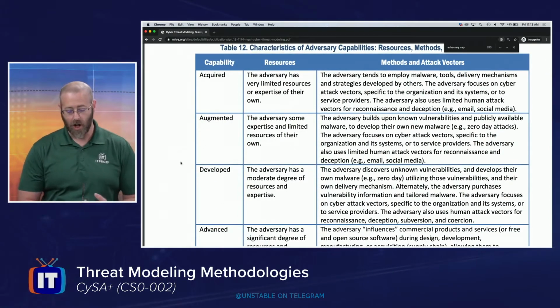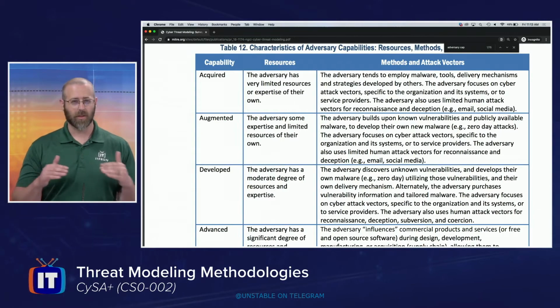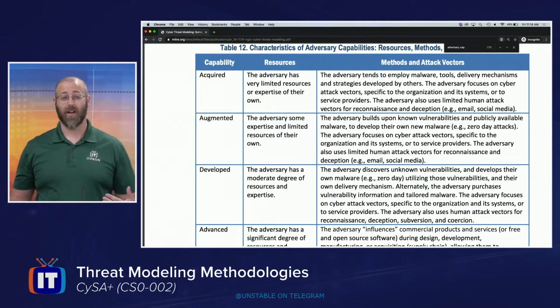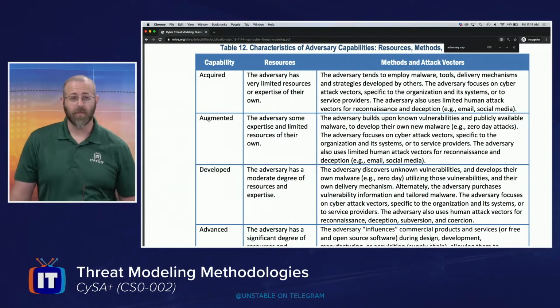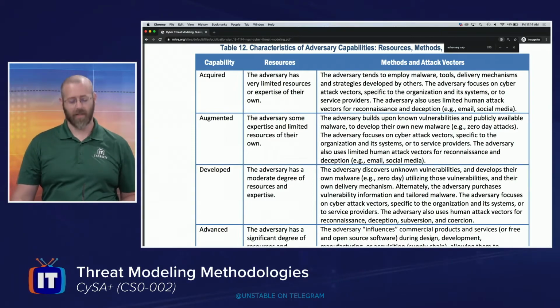So let's see here. We have acquired and augmented. Acquired, basically, the adversary has very limited resources or expertise of their own. Augmented, the adversary has some expertise and limited resources of their own. So almost on the same level. This is going to be your very basic. They're going to be using things like commodity malware and other hacking tools that are easily obtained, and they're going to have maybe functional use of them. But even with augmented, you have the ability to tweak it a little bit to make it perform in a way that normally it wouldn't. You just got a little bit of skill, okay?